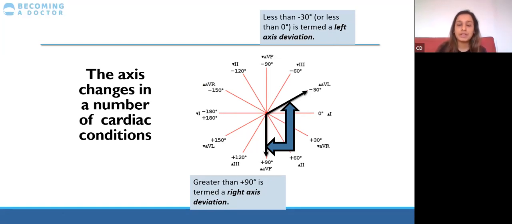But it can also change in physiology, for example, just between lying down and standing up. Lying down, you have a slight left axis deviation. Standing up, you get a slight right axis deviation. And it's the same with inspiration and expiration because the lungs compress the heart and move it around inside.